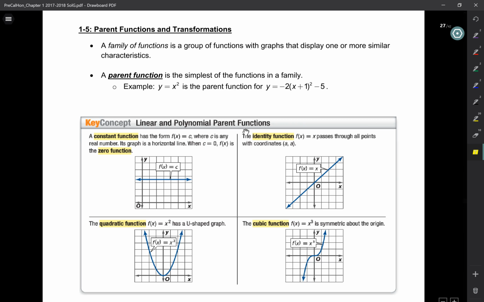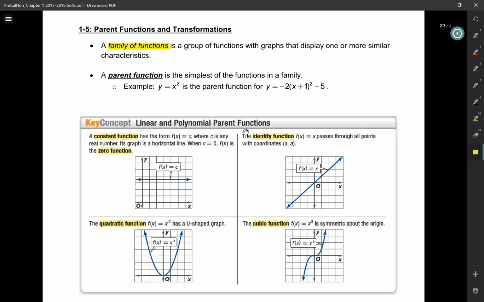So a family of functions is basically a group of functions that have the same characteristics. For example, how many different equations can you come up with that graph a parabola? An infinite number. Those are all a family of functions. How many different equations can you come up with that graph a line? Oh my gosh, an infinite amount. Those are all a family of functions.